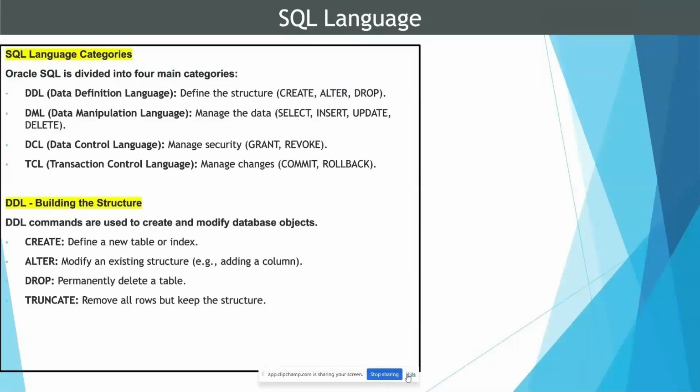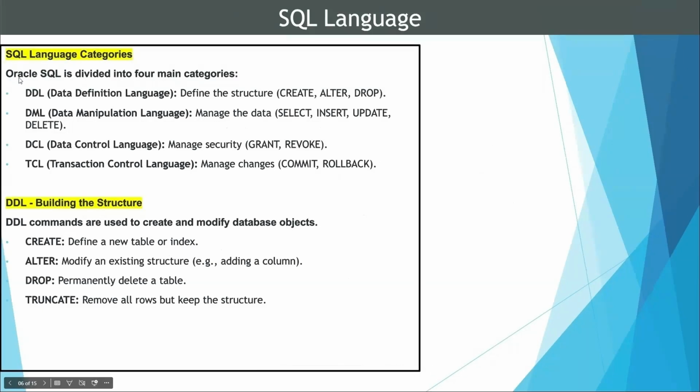Okay, in SQL language categories, Oracle SQL is divided into four main categories. Here is number one: DDL, data definition language, defines the structure: create, alter, drop. DML, data manipulation language, for managing the data: select, insert, update, delete. DCL, data control language, managing the security like grant and revoke. And TCL, transaction control language, managing the changes like commit and rollback.